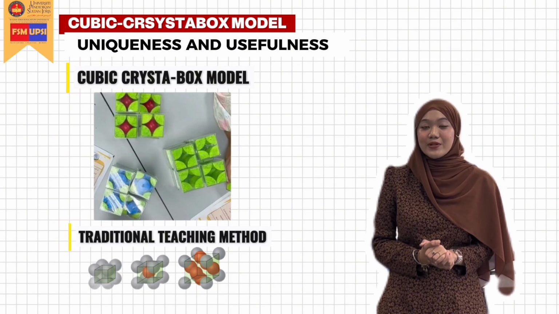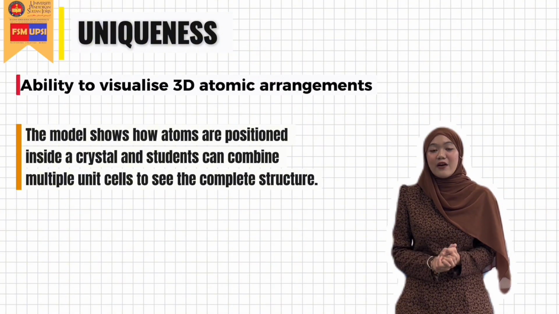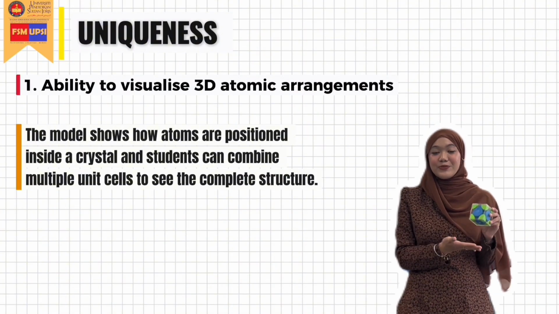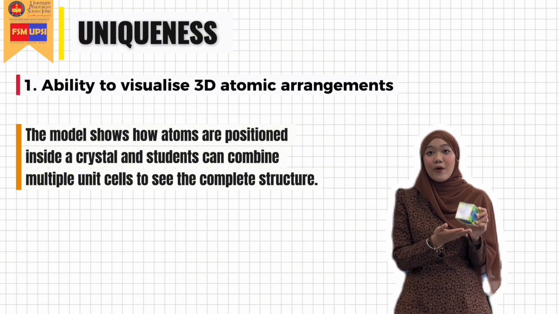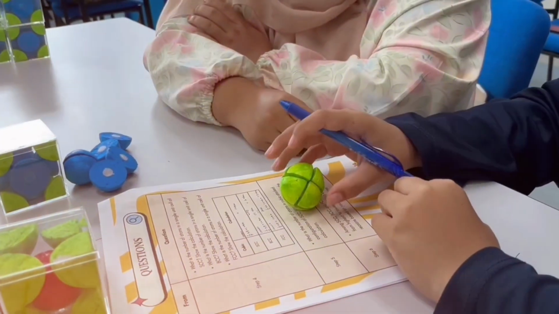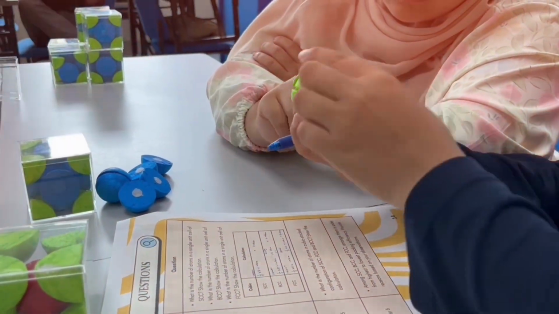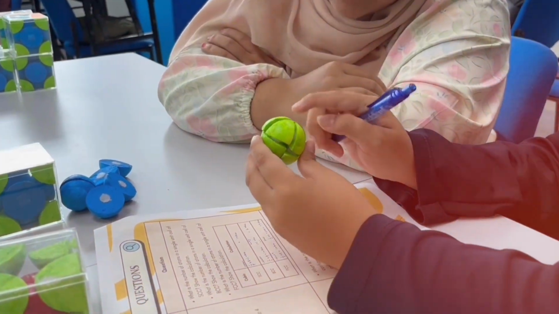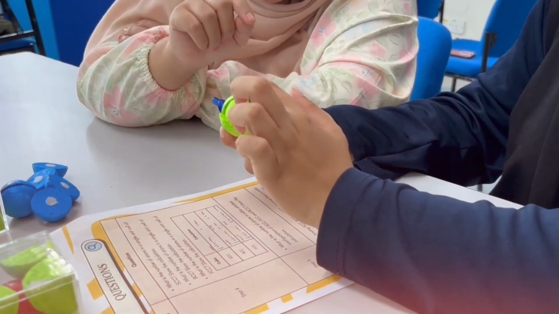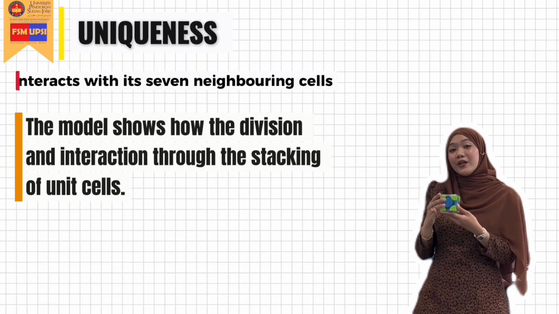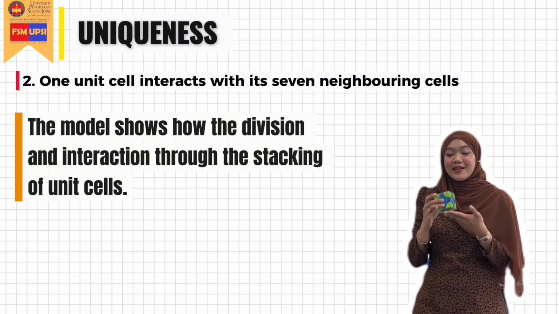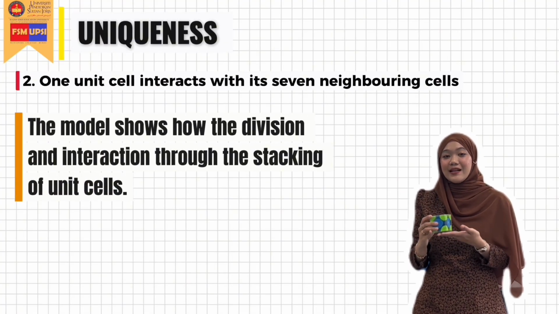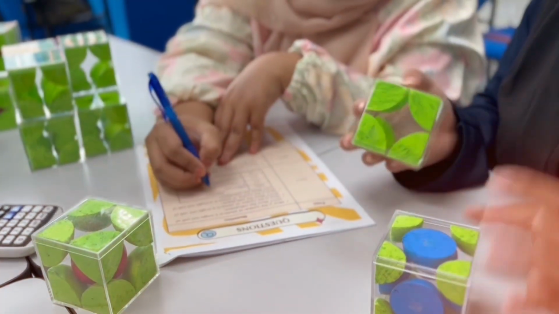the traditional teaching tools. Firstly, its uniqueness comes from its ability to visualize 3D atomic arrangement. This model physically shows how atoms are positioned inside the crystal, and students can combine multiple unit cells to see the complete structure. This makes abstract crystallography concepts much easier to understand. Secondly, the model clearly demonstrates how one unit cell interacts with its 7 neighboring cells. This is something students usually struggle to imagine from flat diagrams, but the Cubic Crysta Box shows the division and interaction through the stacking of unit cells.